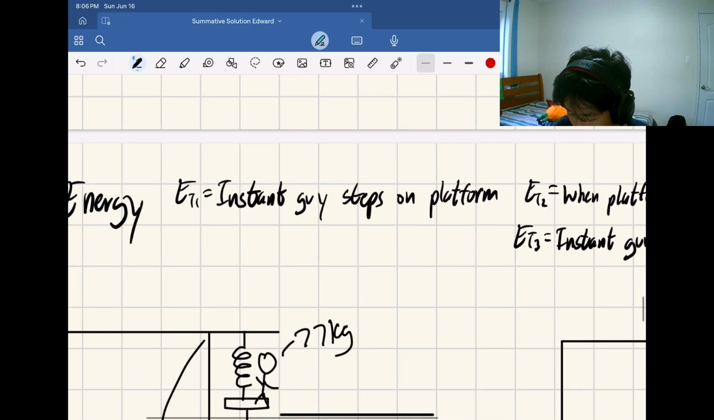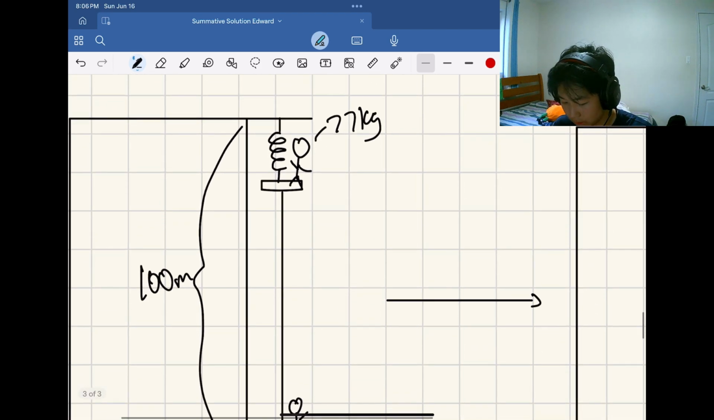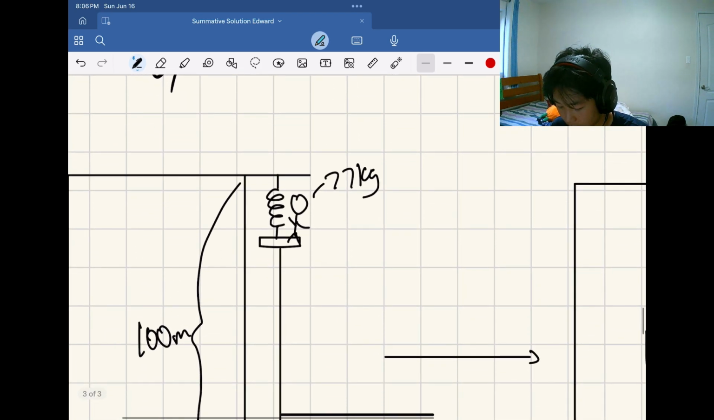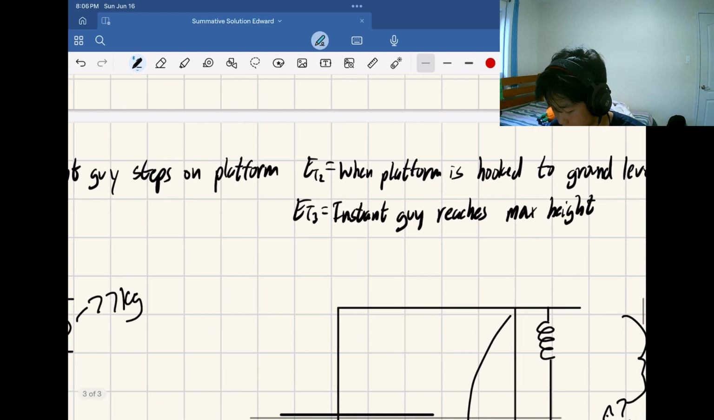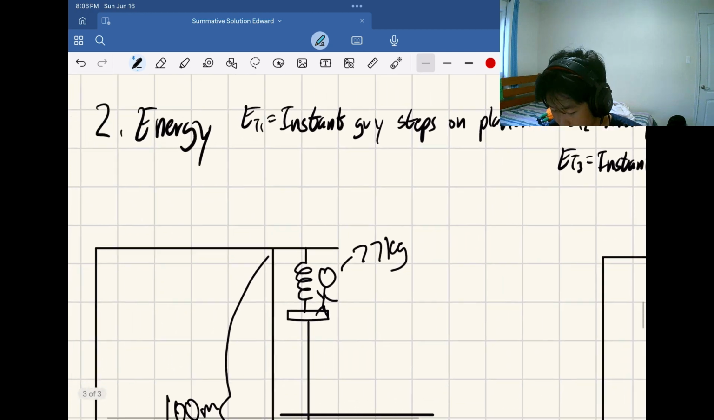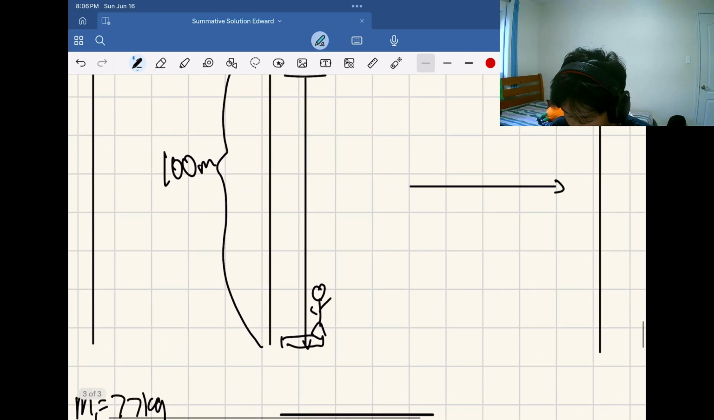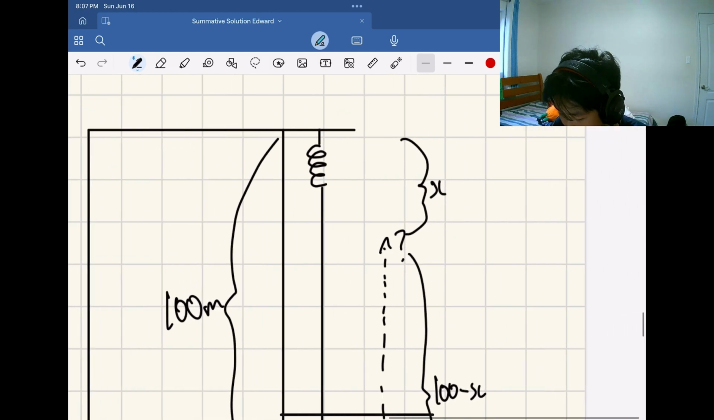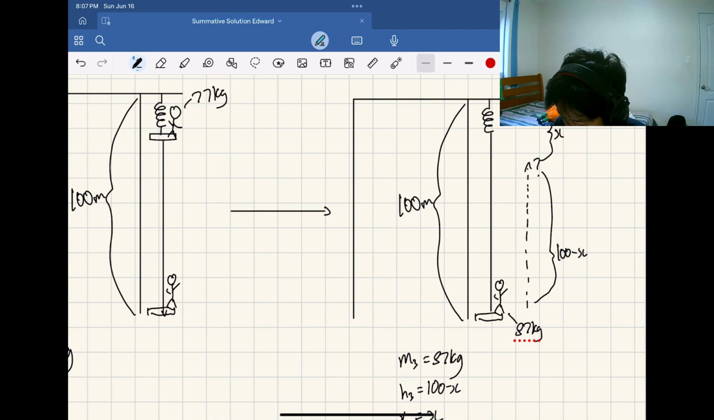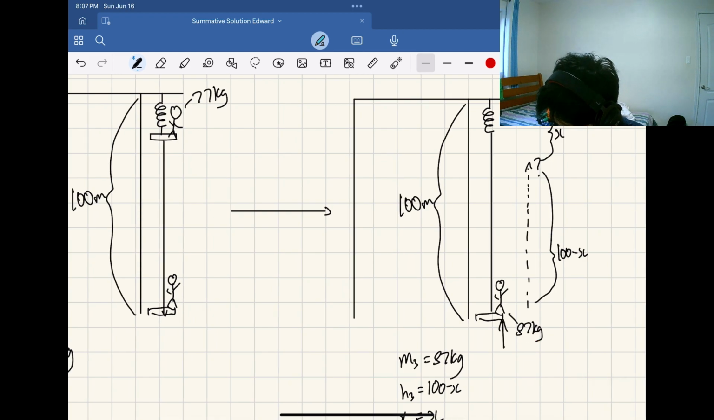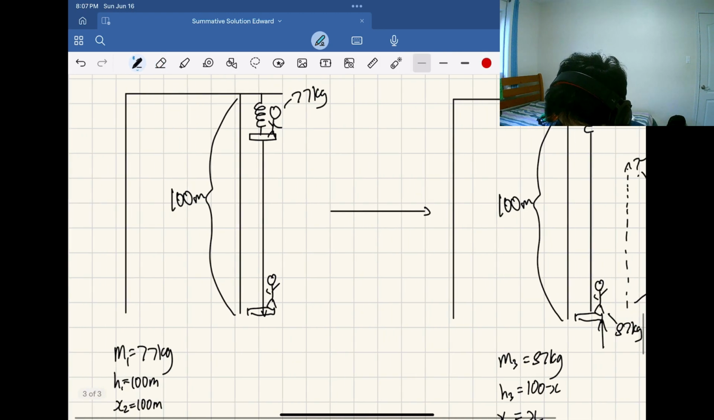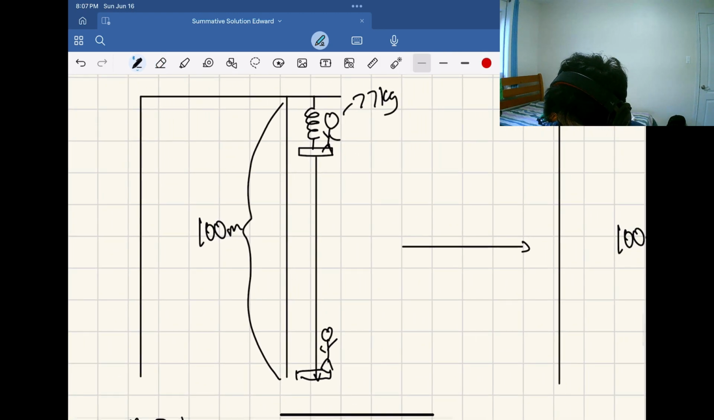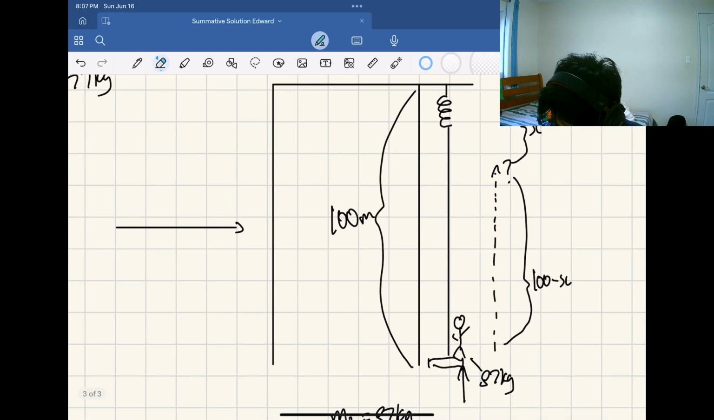Event one is when the guy is on the building and he first steps onto the platform. Event two is when the platform is hooked at ground level, so when the guy is at rest at ground level. And the third event is when the guy reaches maximum height, when the hook lets go and he springs back up, not all the way, but to a new max height. So here's the first two events, and here's the second event and the third event.